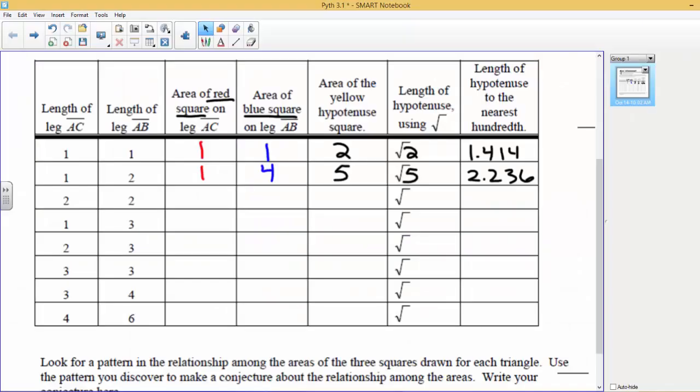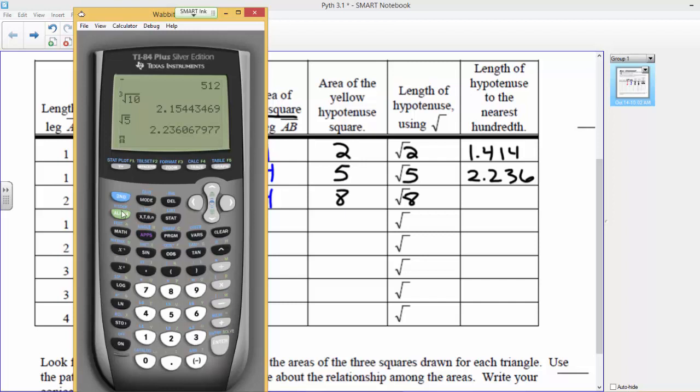So, red square, area 4. Blue square, area 4. Yellow square, area of 8. Square root of 8. Calculator. And we know this is just below 3 because square root of 9 is 3. So 2.828.